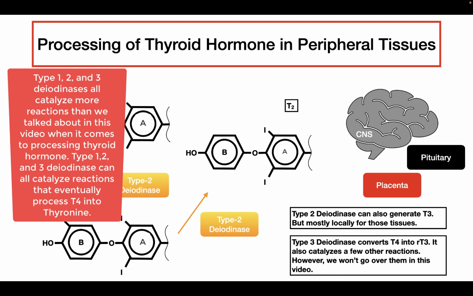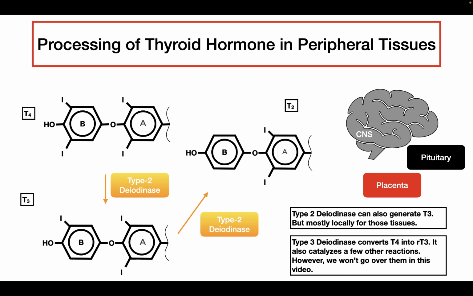So that's it for this video. I hope this video helped you understand how thyroid hormone circulates in the blood, and I hope it helped you understand how T4 is converted into T3 in the peripheral tissues.